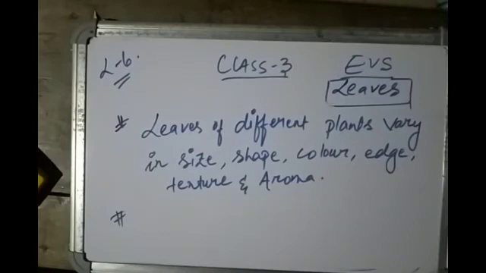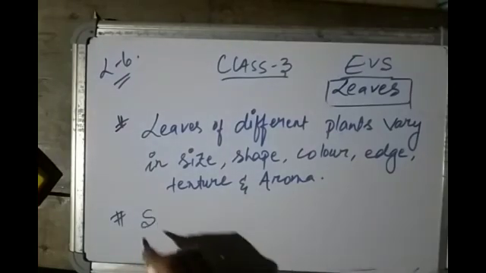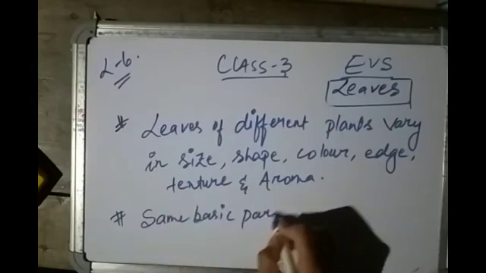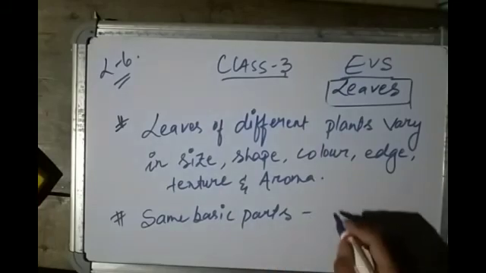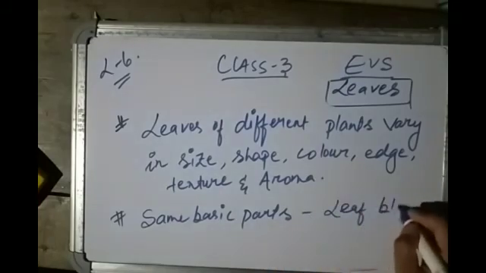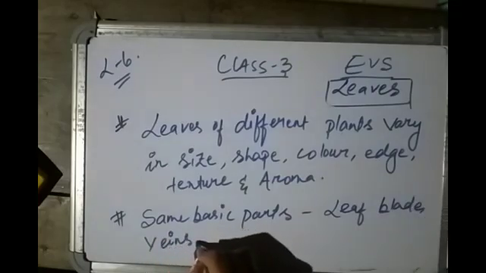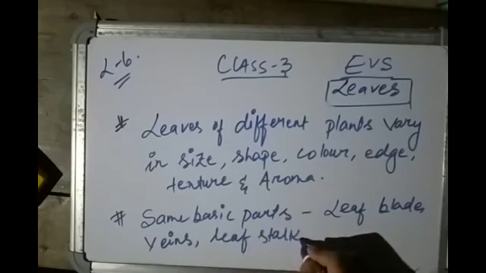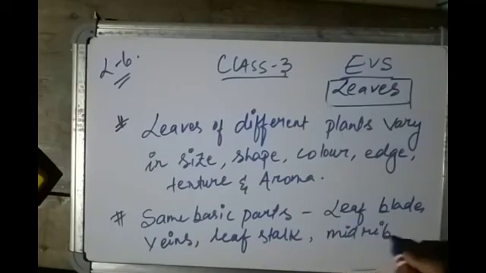And next is all leaves have the same basic parts. So despite of the diversity, all leaves have basic parts. So what are the basic parts? Leaf blade, veins, leaf stalk, then midrib, and stomata.